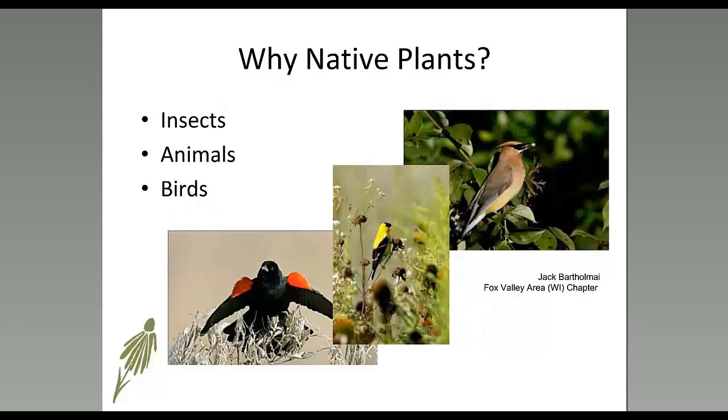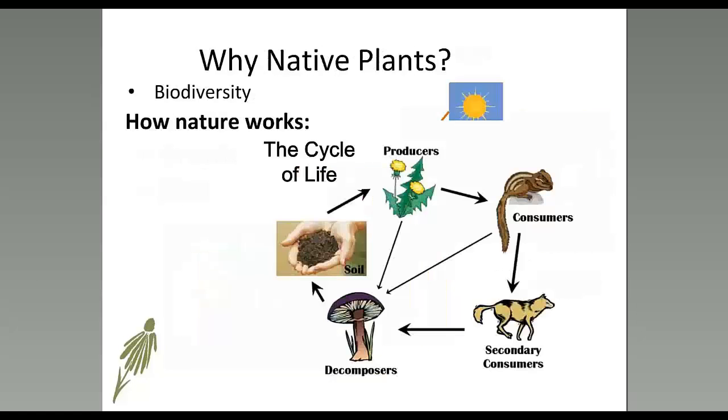And of course, there are birds. The birds depend upon the seed for their food. They depend upon the plant itself for its shelter. And very often, they raise their young in the native plants. So they evolve together with the native plants, just like the insects and the animals did.